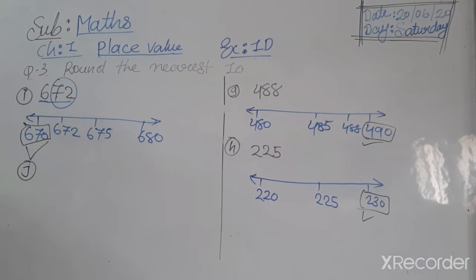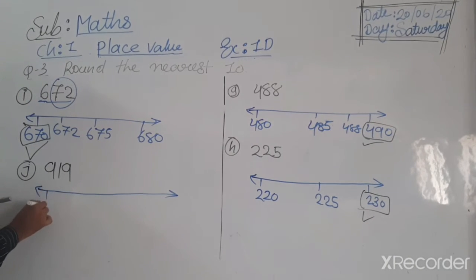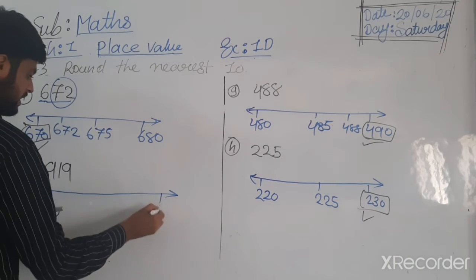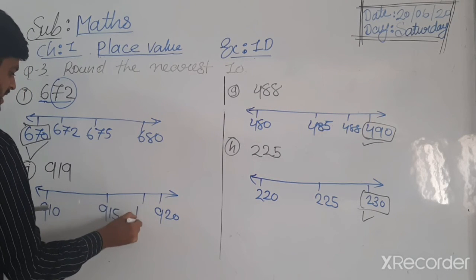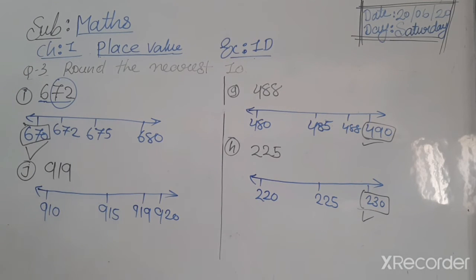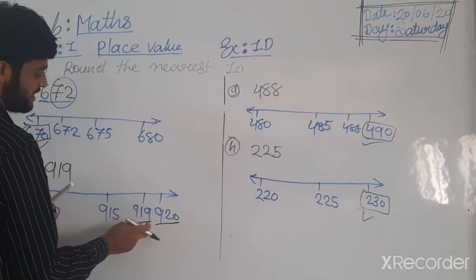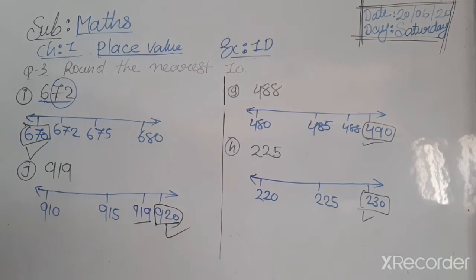Last question is J. Question J is 990. So 910 and 920, in between is 915, and then after that 990. So 990 comes after 915. That's why the nearest number is 920. That's why we call 920 the rounded nearest number.